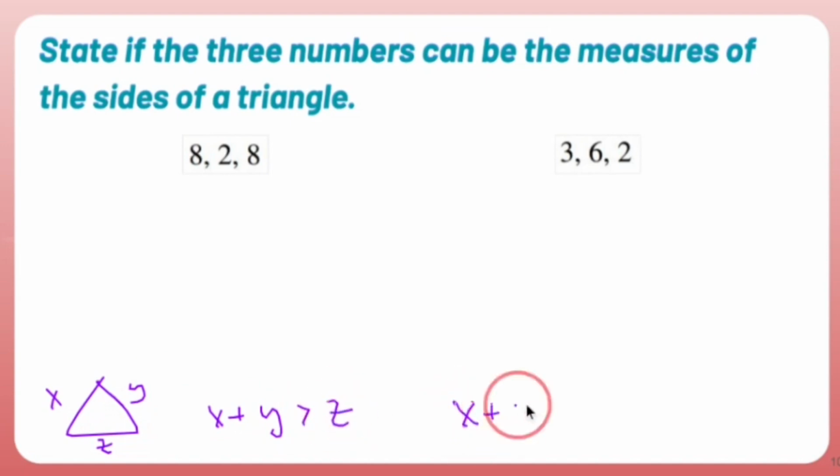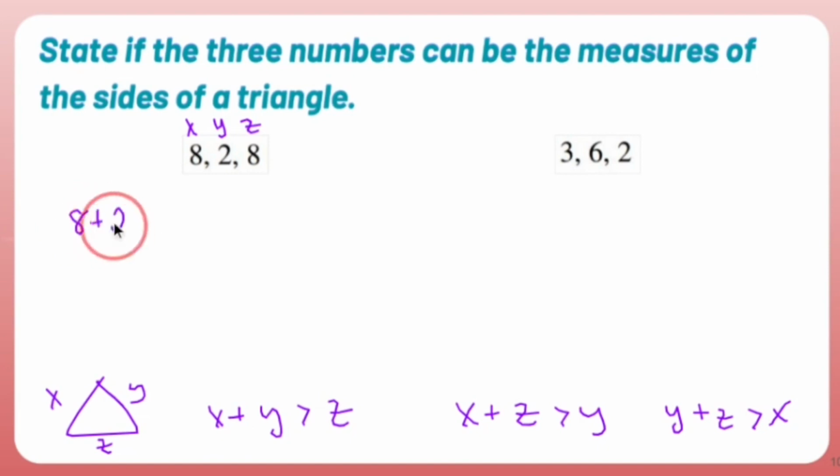X plus z has to be greater than y. And what didn't I do? Y plus z has to be greater than x. So if I call you x, y, and z, we could put all of those to the test. X plus y is 8 plus 2 has to be greater than 8. Yep, checks out. 10's greater than 8.